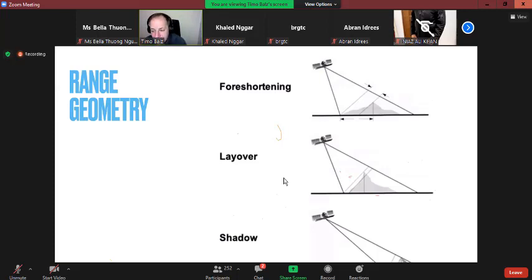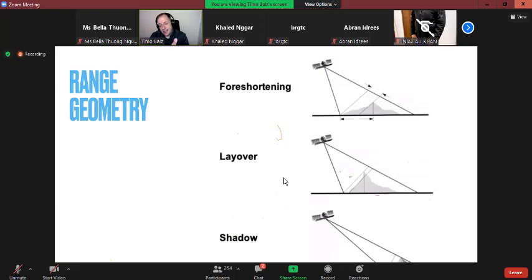In the extreme case, it leads to layover. That means the top of the mountain is imaged before the bottom of the mountain. The top of the building will be imaged before the bottom of the building, closer to the sensor, which is then a layover effect. Layover also is then ambiguous, right? Because now you get a reflection from the top of the mountain, from the top of the building, back at the same time as the reflection in front of it, which again leads to ambiguity. You cannot separate them.